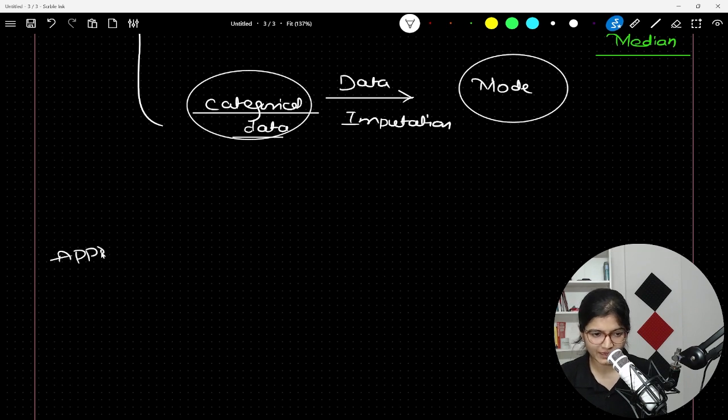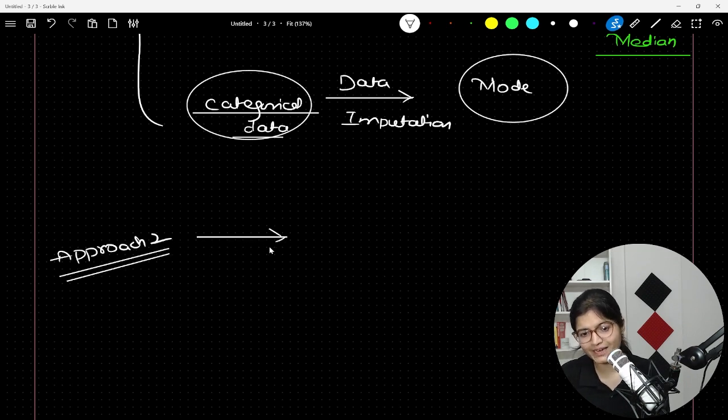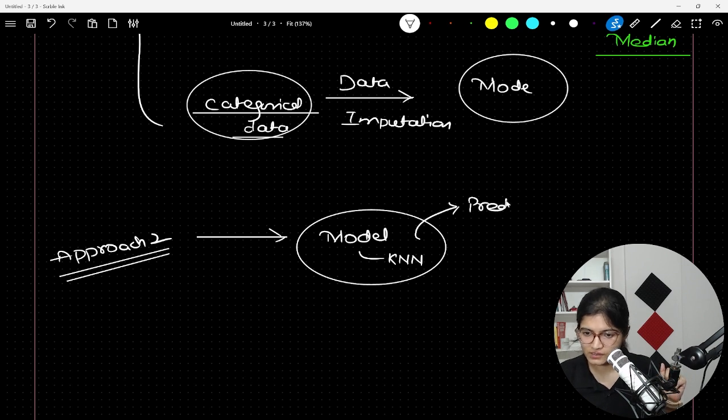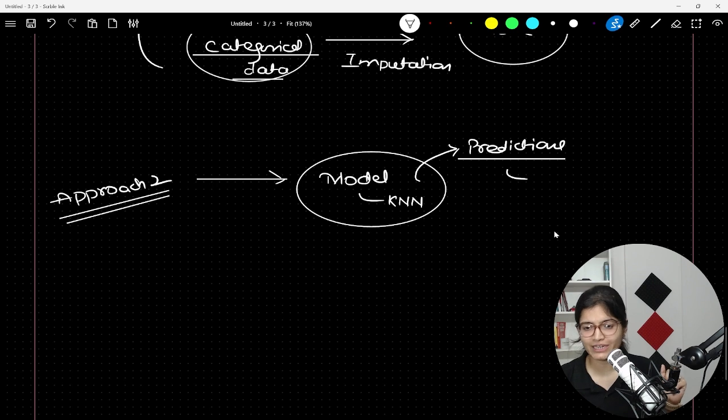Approach number two, which we will see in the upcoming project videos, is that we can train a model. Now, this model as of now is a black box for you, but in future you will be able to understand. For example, there is one model named KNN. We are applying this kind of model, and this model will give me the predictions of which particular value should be the suitable value to do the data imputation, right?